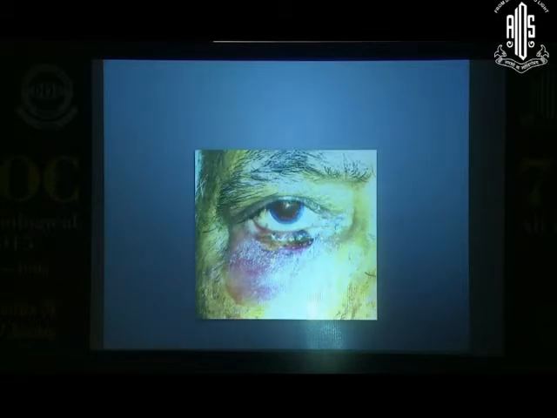Now another patient who presented with a chronic history of ulcerative blepharitis, and here you see a lot of inflammation also happening on the eyelid margin. Now what would you call this? Is it an ulcerative blepharitis?